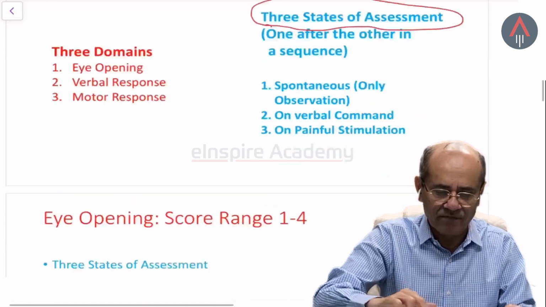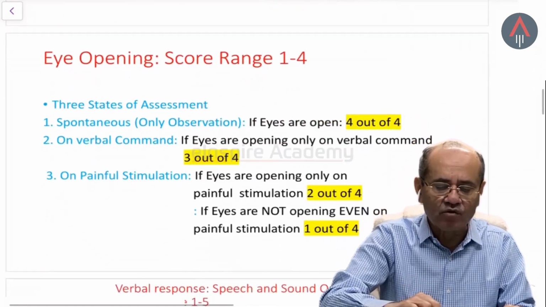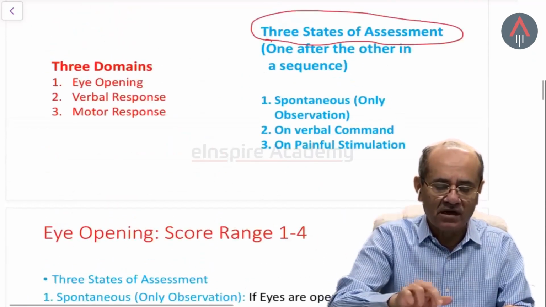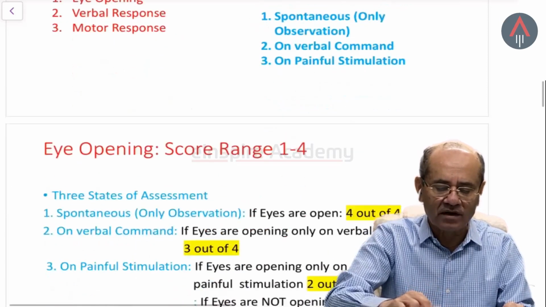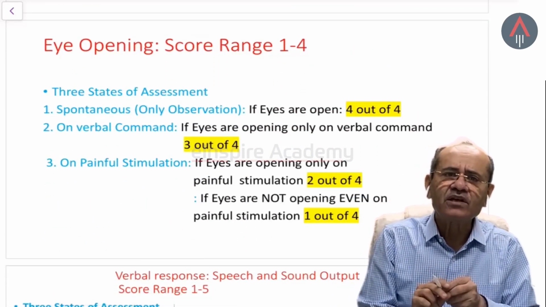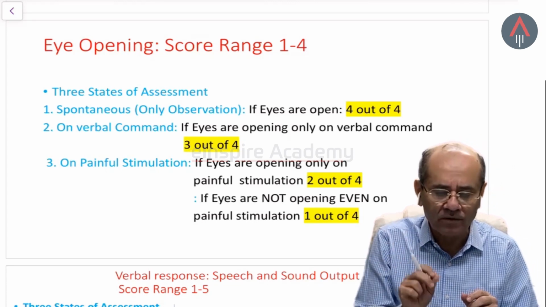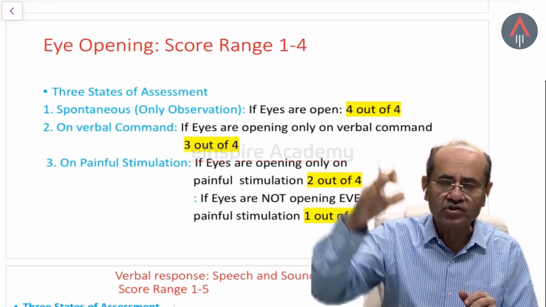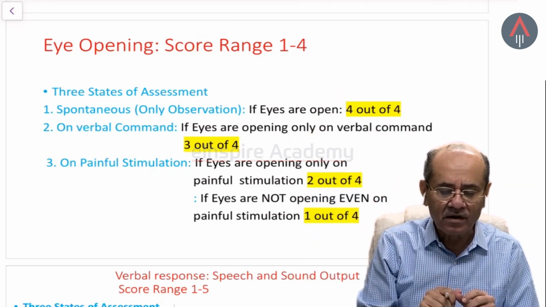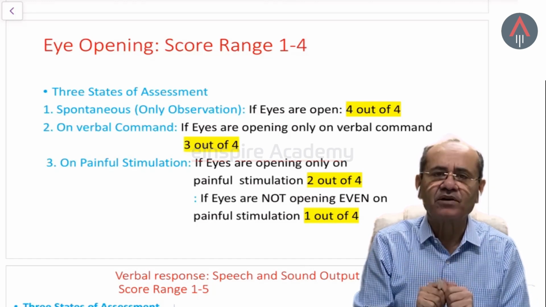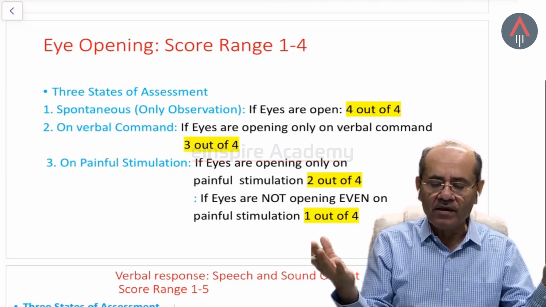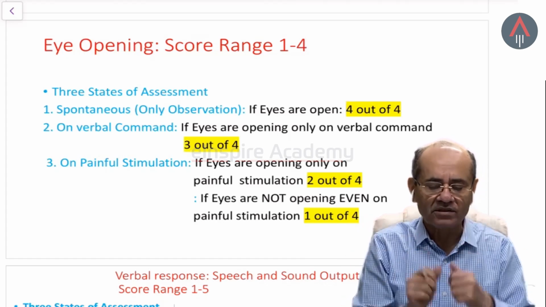And what do we see? So let us come to eye opening. I said 3 things: eye opening, verbal response, motor response. In eye opening, the scoring range is from 1 to 4. And again, those 3 states of assessment. In the case of spontaneous, only observation, and if eyes are open, the patient gets 4 out of 4 marks.